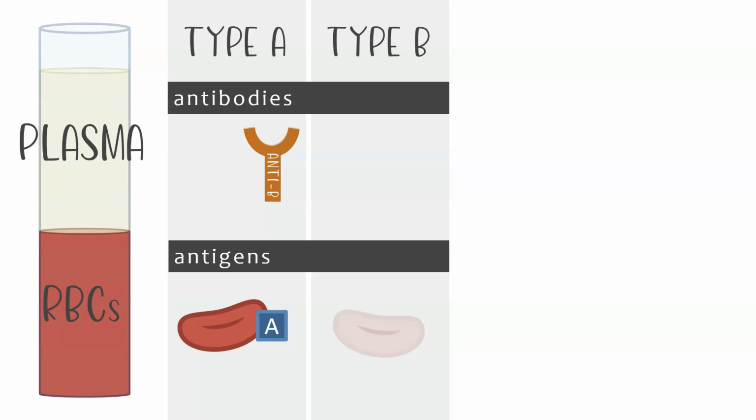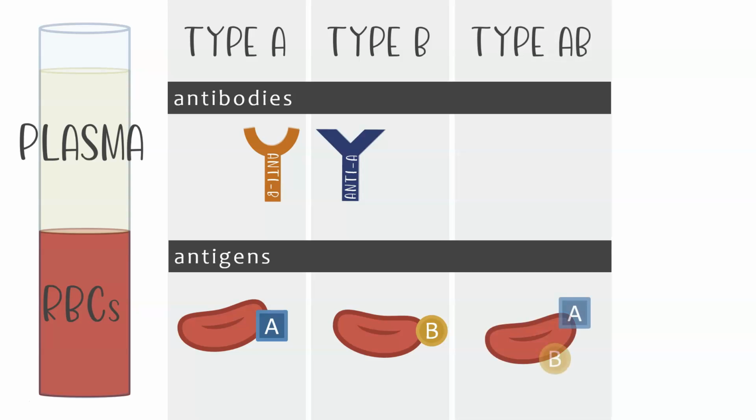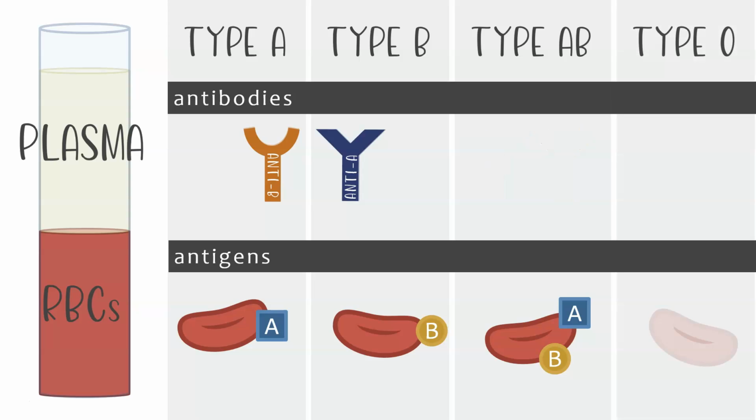Type B has B antigens on their red blood cells. Since A antigens are foreign to this person, they will make antibodies against A. But B antigens are found on their own cells, so the immune system should not make any antibodies against B. Type AB has both A and B antigens. Since they are both found on their own cells, their immune system should not make antibodies against A or B. Type O has neither A nor B antigens. Therefore, both A and B antigens are foreign to this blood type, and they will make antibodies against them both.